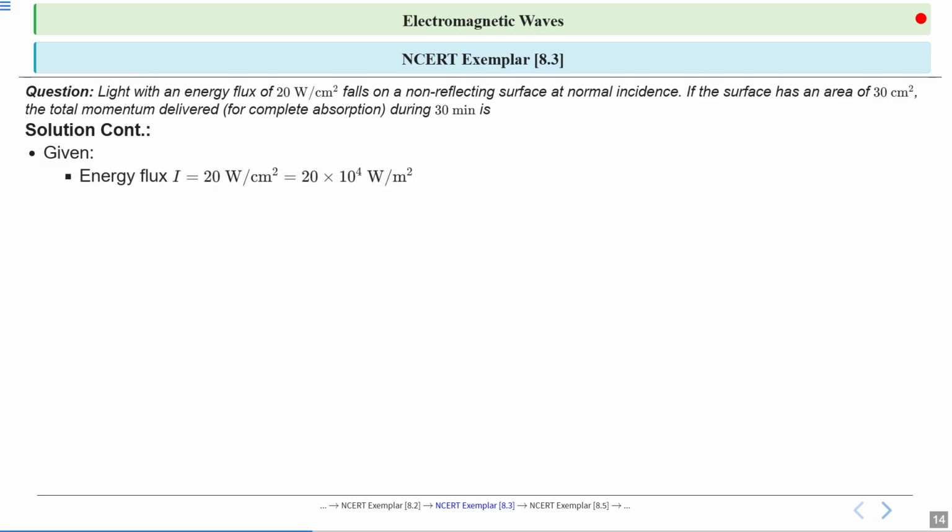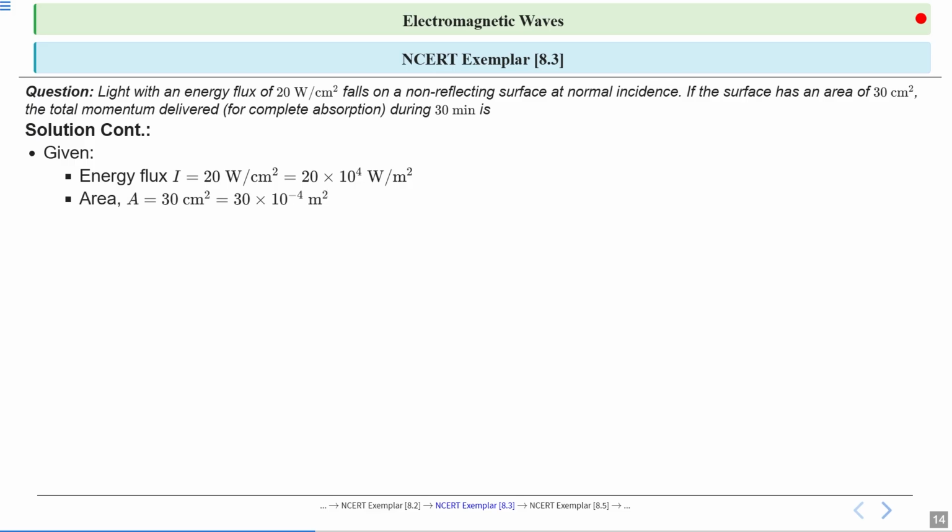Now what is given in the question? Energy flux intensity I is given as 20 watt per centimeter square. So now convert it into SI units. Watt is an SI unit but centimeter is not. So 1 centimeter is 10 to the power minus 2 meter, and 1 centimeter square is 10 to the power minus 4 meter square. It is in the denominator, meaning per meter square, so when it goes to the numerator it becomes a positive power. So 10 to the power minus 4 will go in the numerator and it will become 20 into 10 to the power 4 watt per meter square.